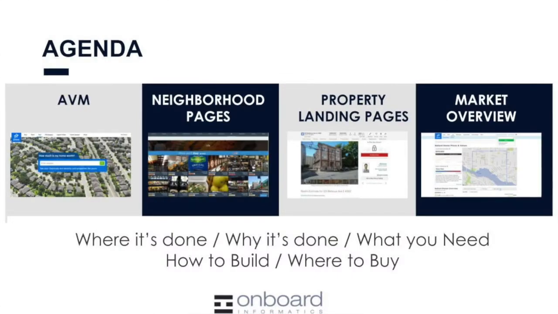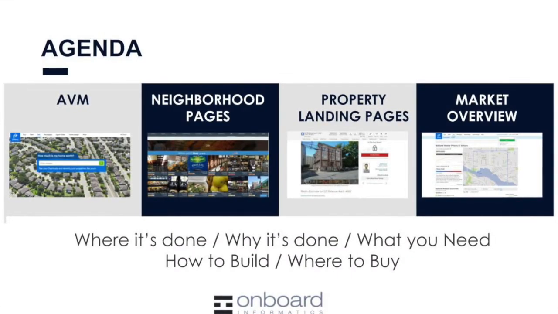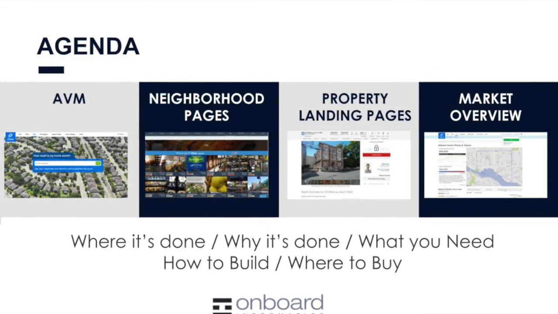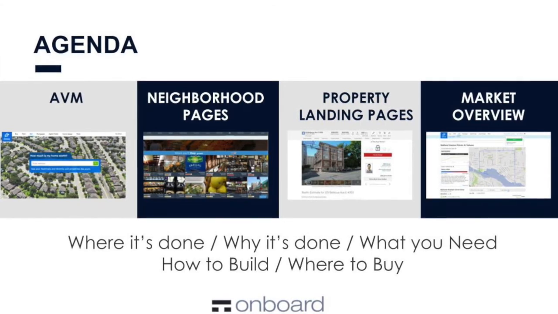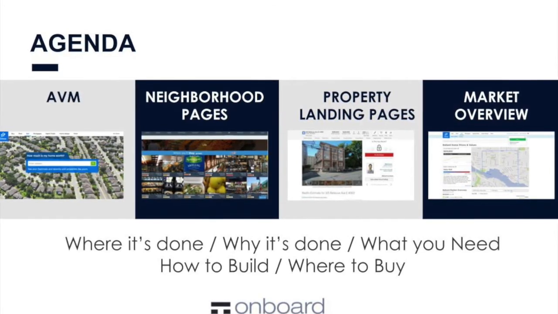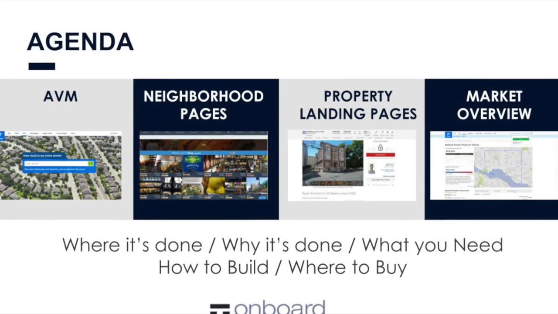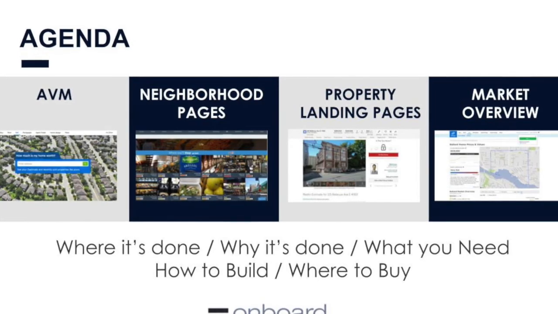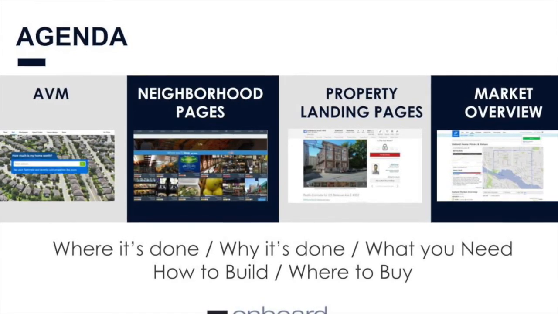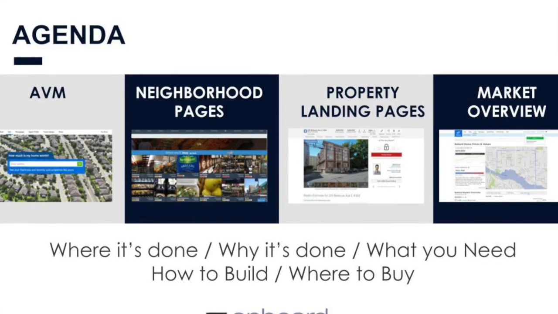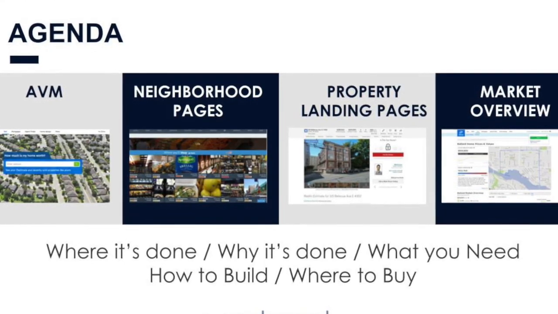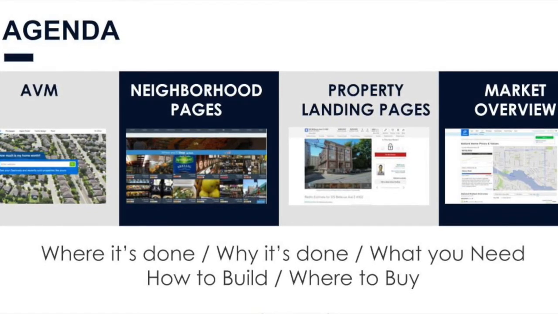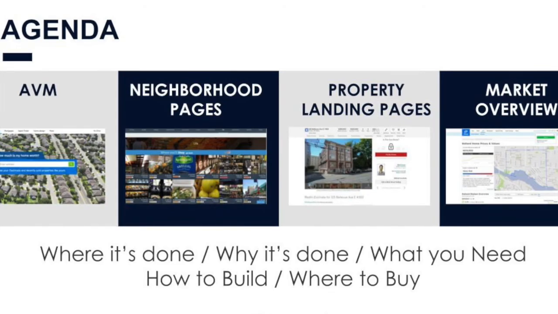This is our agenda here today. We're going to review 4 major solutions or pages that Zillow implements. We're going to start with the Zestimate, which is otherwise known as an AVM or an Automated Valuation Model. It's essentially a tool that tells people what their home is worth. So we're going to talk through what these types of things look like, what AVMs look like, why people use them, and how you can build your own. We're going to follow that same format not only for the Zestimate, but also for neighborhood pages, property landing pages, and market overviews. So hopefully today you'll get a good, well-rounded education on some of the things that Zillow implements.